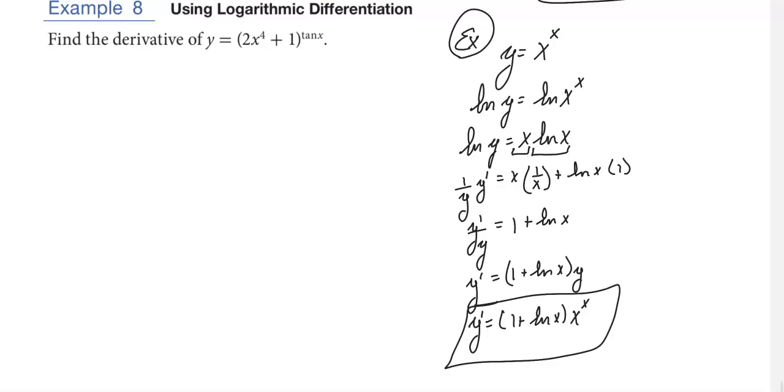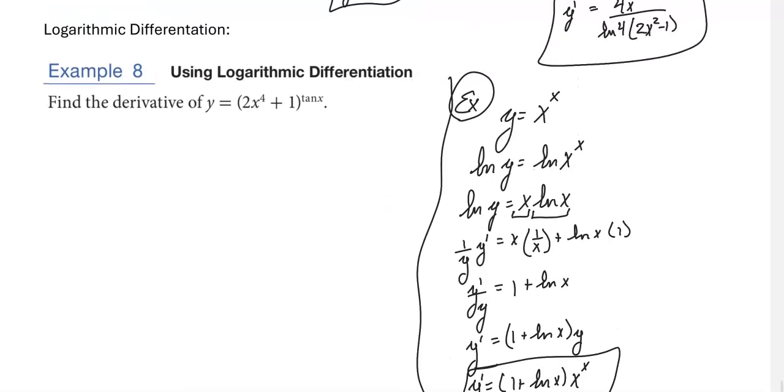We can use that same concept on this one. If you have x's in the base and in the exponent, you have to use this property. This is one of our tricks. So we're going to take the ln of both sides. That's going to allow us to bring that exponent to the front.